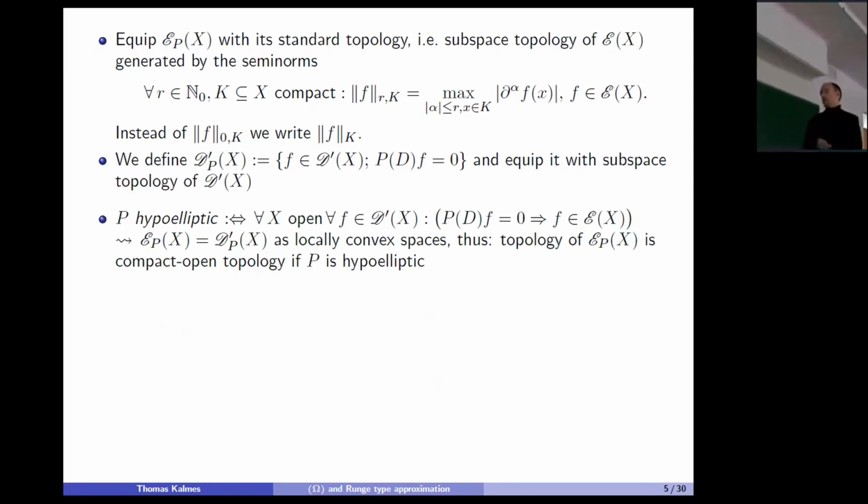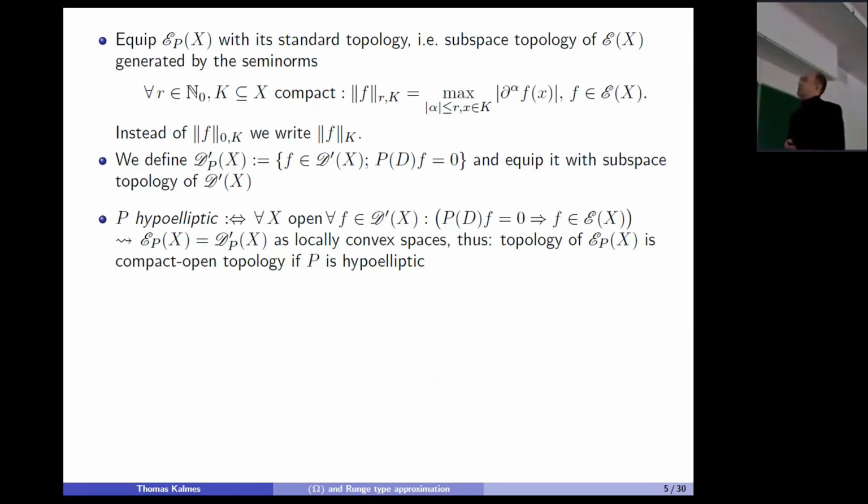I would like to recall the notion of hypoellipticity of a polynomial. A polynomial P is called hypoelliptic if every distributional zero solution in any open subset of Rd is in fact a smooth function, and then this distributional equation will hold classically, so this will be a pointwise differential equation.